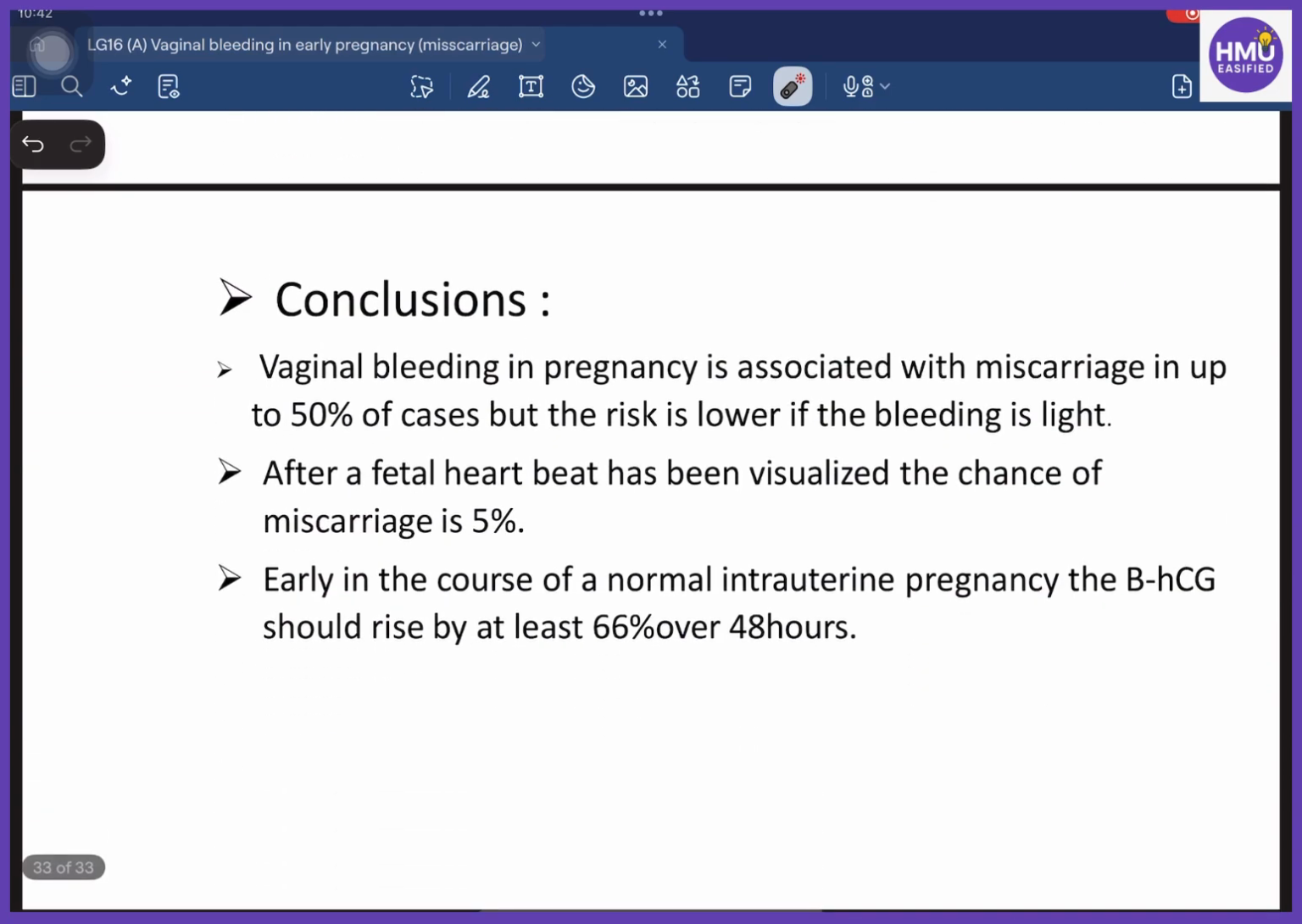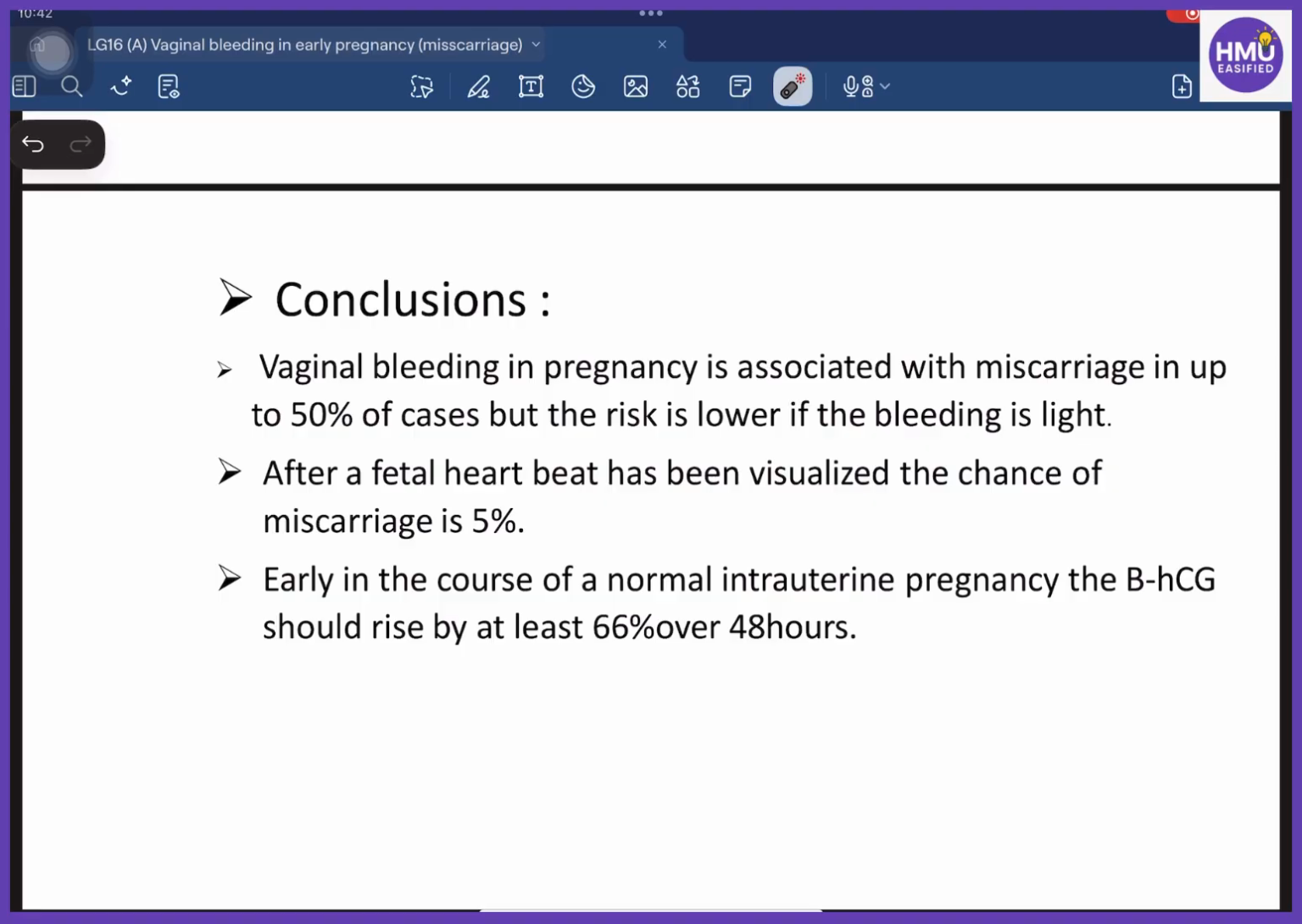Vaginal bleeding in pregnancy is associated with miscarriage in up to 15% of the cases, but the risk is lower if the bleeding is light. Many miscarriages can present with bleeding. After a fetal heartbeat has been visualized, the chance of miscarriage is 5%. Threatened miscarriage does not necessarily end in a complete miscarriage.